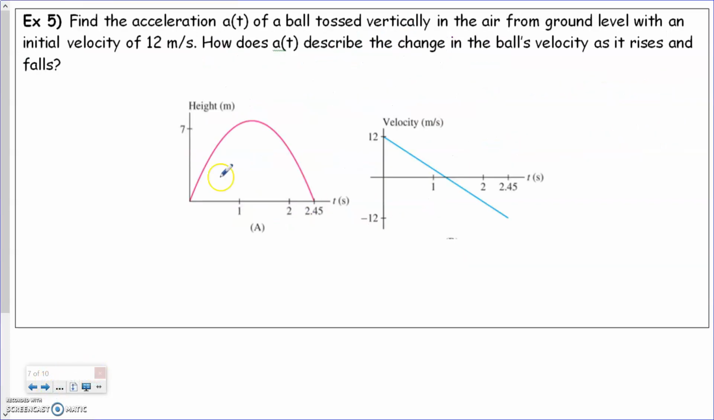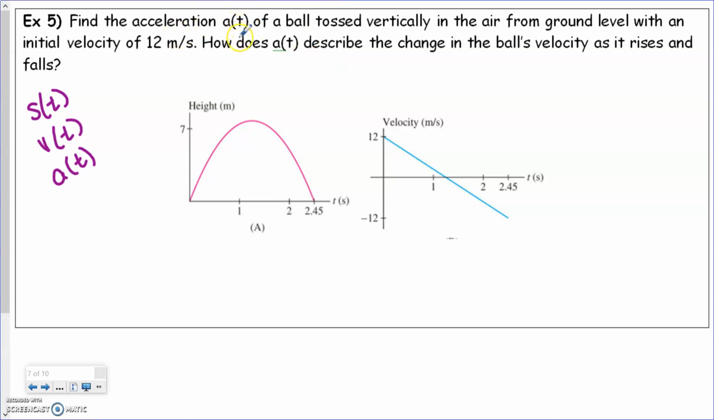Okay, connection here. Sorry, the original function is position. First derivative is velocity. Second derivative is acceleration. Third derivative is actually called a jerk, and we'll come to that later on.